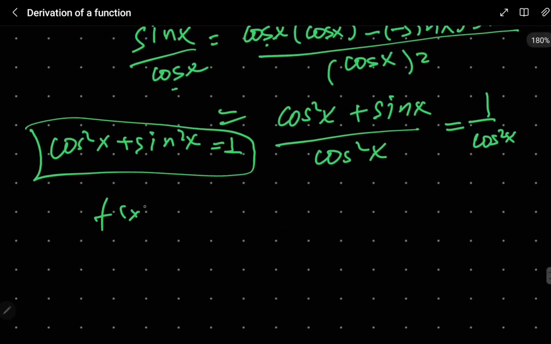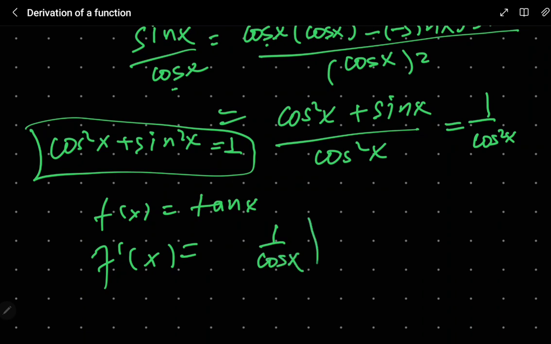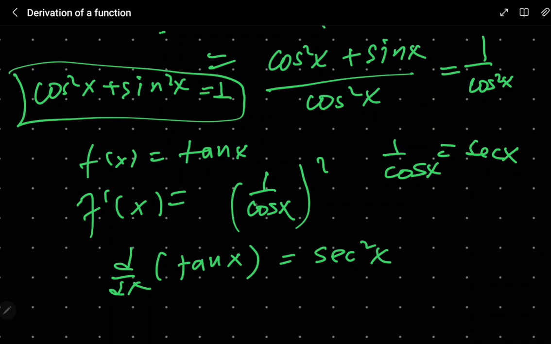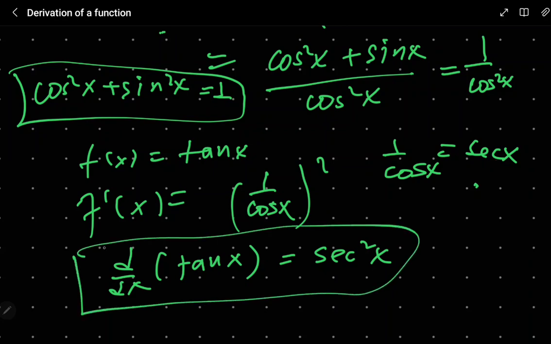Then if f of x is tan x, then the derivative f prime of x is equal to 1 over cos square x. But what is 1 over cos square x from trigonometry? That is sec square x. So the derivative d/dx of tan x is sec square x, because 1 over cos square is sec square.